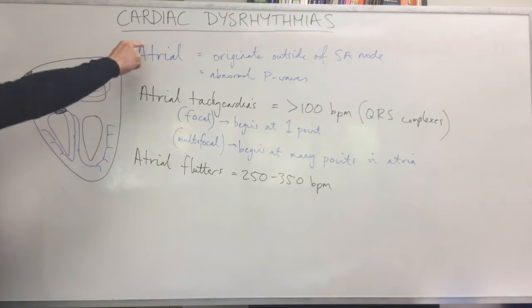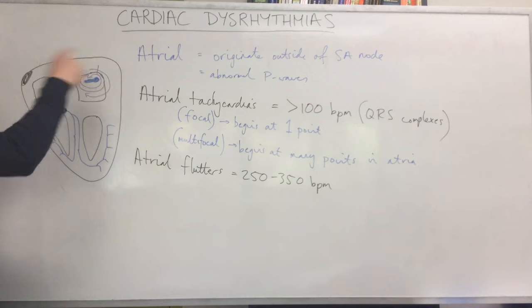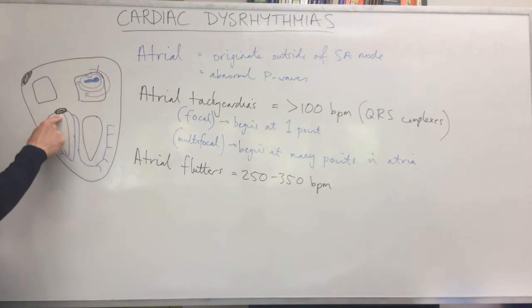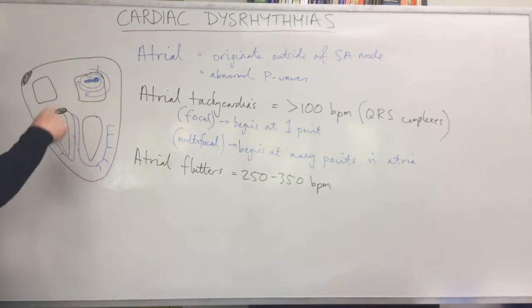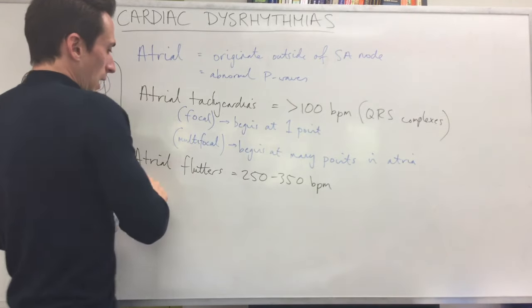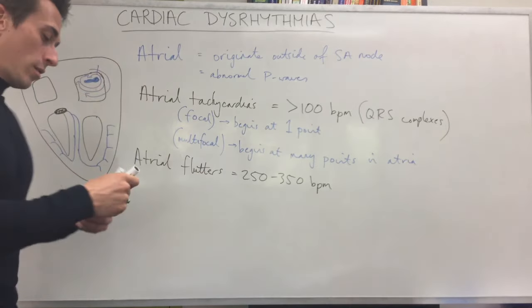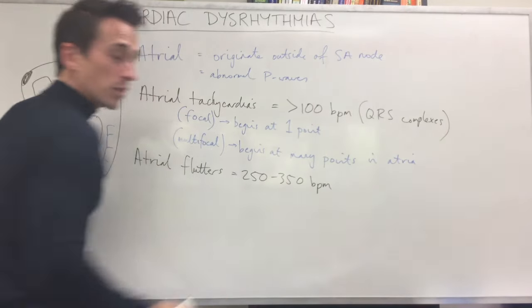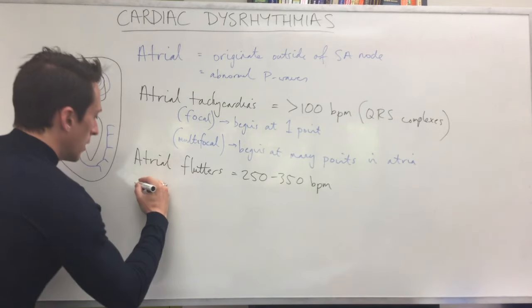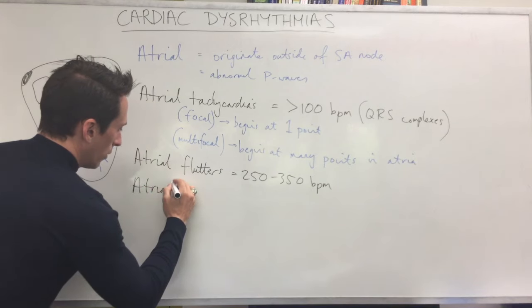So what can happen is, even though the atria are contracting and depolarizing very quickly, the AV node will slow it down. And so usually the fastest conduction you'll get through the ventricles with atrial flutter will be around about 170 beats per minute, because the AV node slows down that atrial flutter. Now, you can have atrial dysrhythmias that are actually faster than 250 to 350 beats per minute. These are called atrial fibrillation.